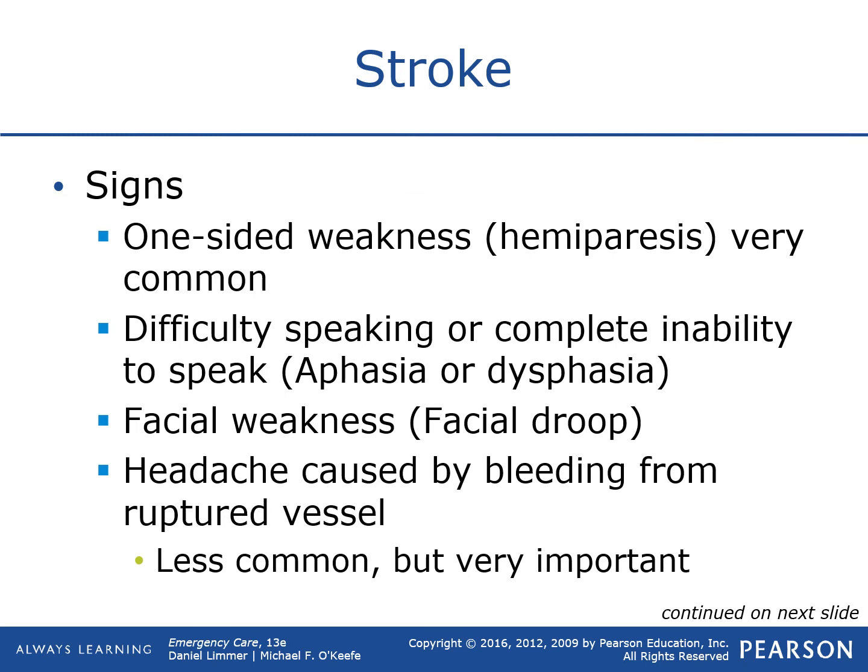So the signs of stroke that we look for, it's one-sided weakness. That's a very common sign. So you'll have full use of your right side of your body, but you'll have no use of your left side of your body, or vice versa.